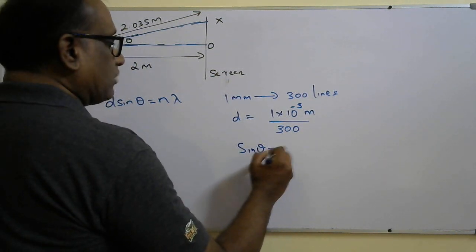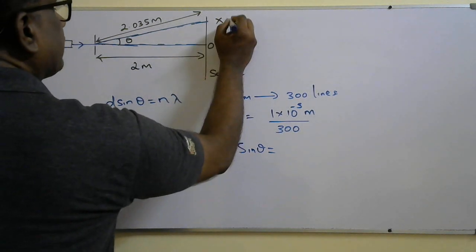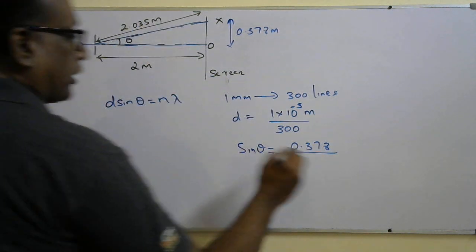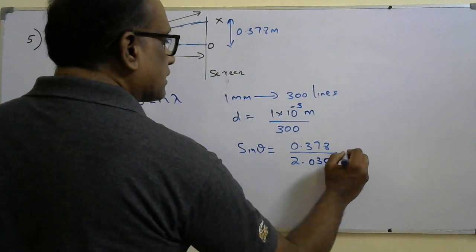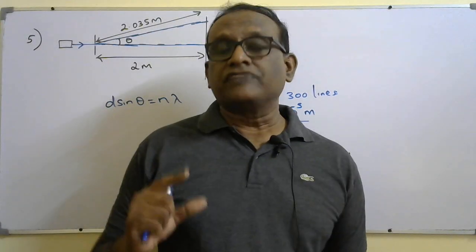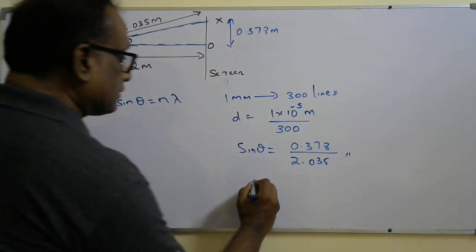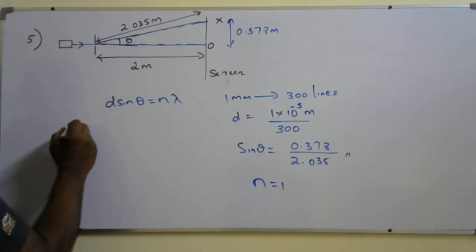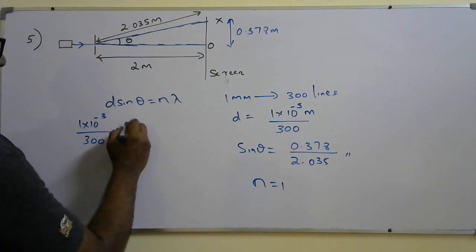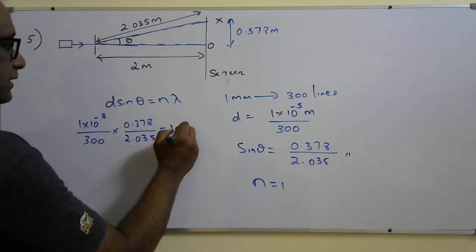Then I need to find sine theta. So sine theta is equal to opposite over hypotenuse. The opposite is given as 0.378, and the hypotenuse is given as 2.035. So sine theta is 0.378 over 2.035. Now substitute here. What is the value of n? They are saying x is first order, so n equals 1. Substitute these quantities: 1 into 10 to the power minus 3 over 300, times sine theta, 0.378 over 2.035, equals 1 into lambda.